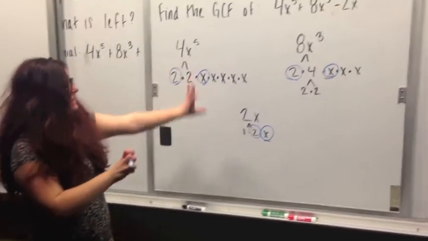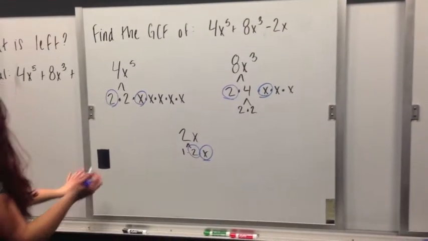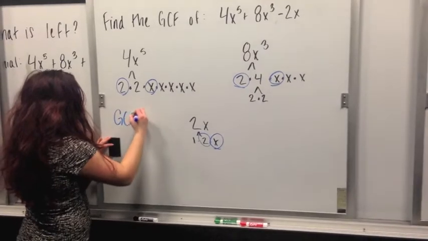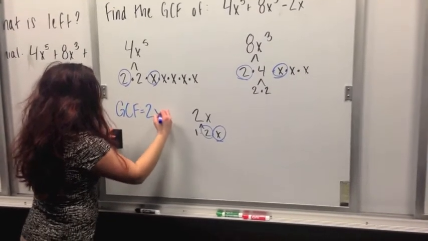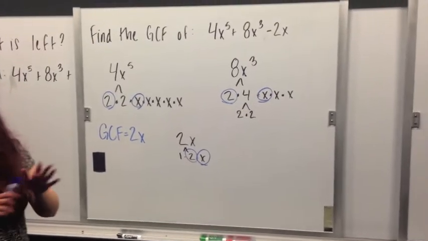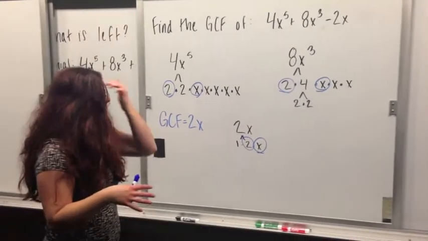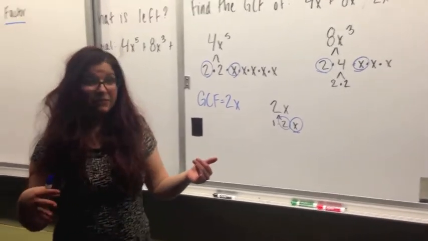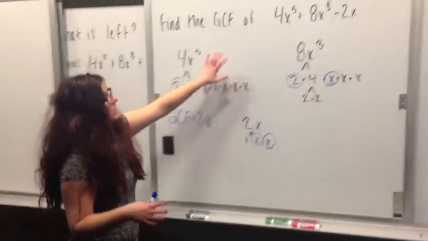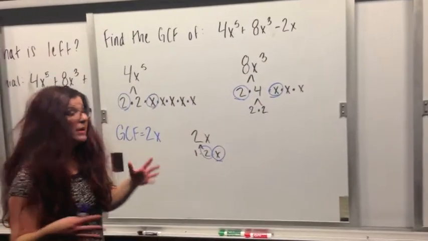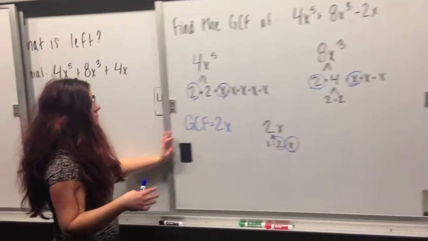So looking at this, I've circled everything that I have in common from every piece, and I can say that my GCF is 2x. All right, so moving on from here now, I'm going to ask you a question. What is left? If we take out a 2x from every term in this polynomial, what am I going to have left?